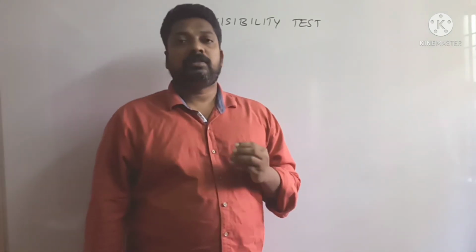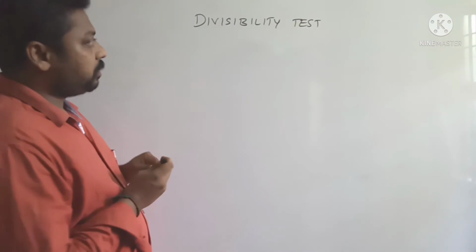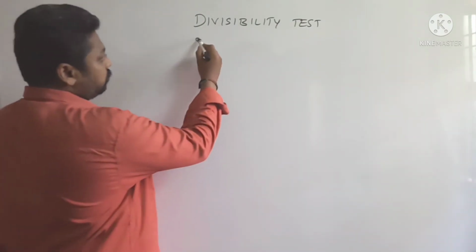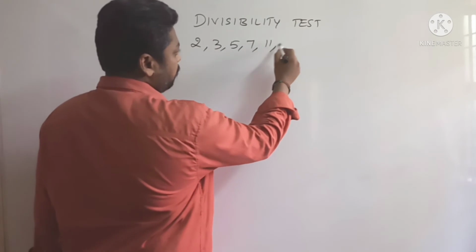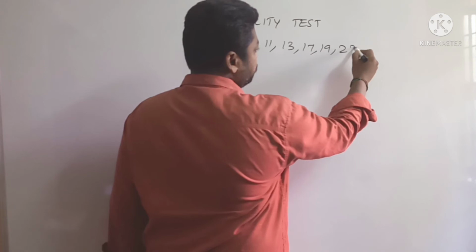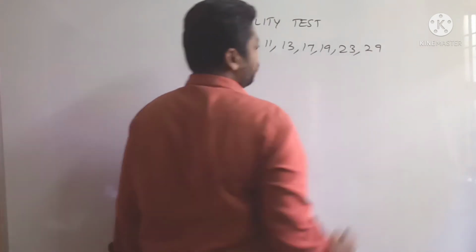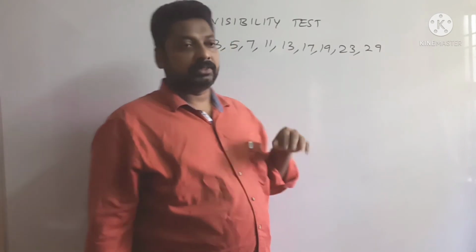Today we are going to discuss divisibility tests for all the prime numbers up to 29. What are all the prime numbers up to 29? 2, 3, 5, 7, 11, 13, 17, 19, 23 and 29. So we discuss the divisibility test for these prime numbers.